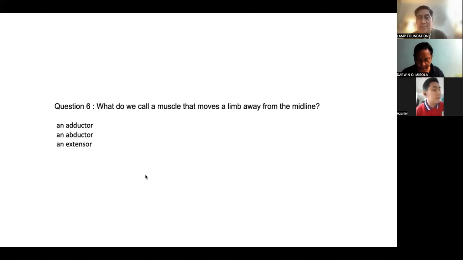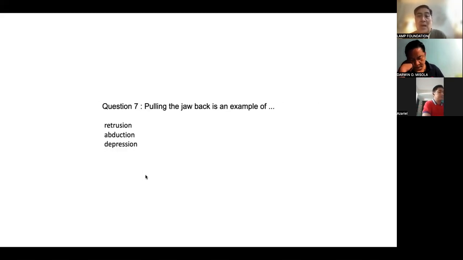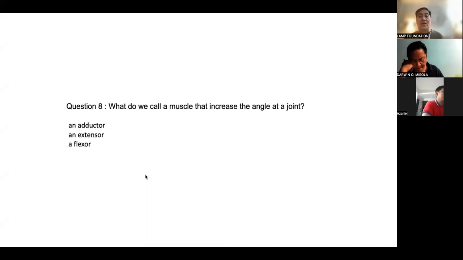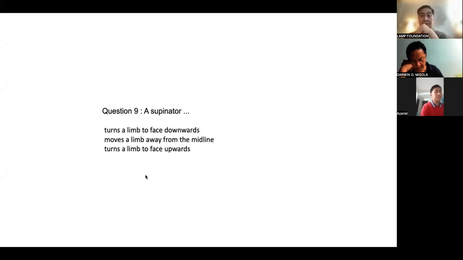Abductor. Okay. Pulling the jaw back is an example of retraction, Doc. Retrusion. Sorry, retrusion. Opposite of protrusion. What do we call a muscle that increases the angle at the joint? Extensor, Doc. A supinator: turn a limb to face upward.